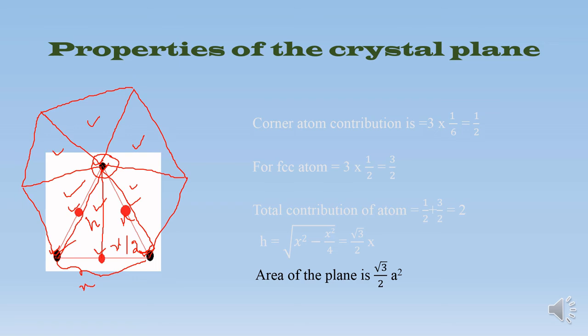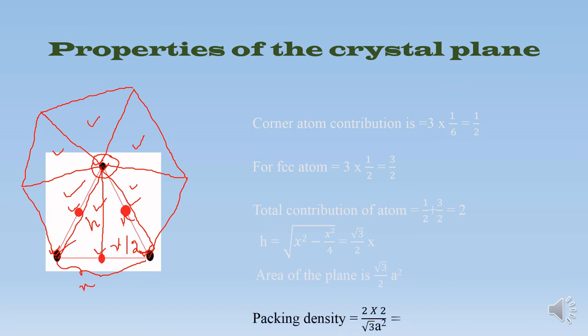Now from this area of the plane, we can easily calculate the packing density of this crystal plane. That is, the packing density is the total contribution of atoms, 2, divided by the area of the plane, that is root 3 by 2 a square, that is equal to 2 into 2 divided by root 3 a square, which is equal to 4 by root 3 a square.